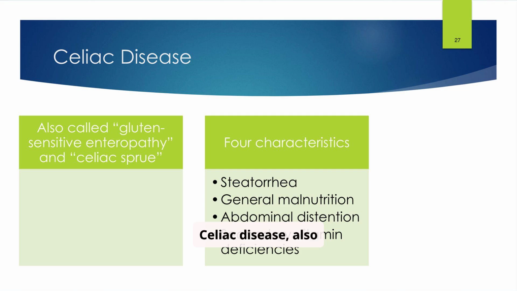Celiac disease, also known as gluten-sensitive enteropathy or celiac sprue, is a chronic autoimmune disorder triggered by gluten ingestion. Key characteristics include steatorrhea, general malnutrition due to malabsorption, abdominal distension, and secondary vitamin deficiencies. Gluten damages the small intestine, flattening villi, which leads to malabsorption.